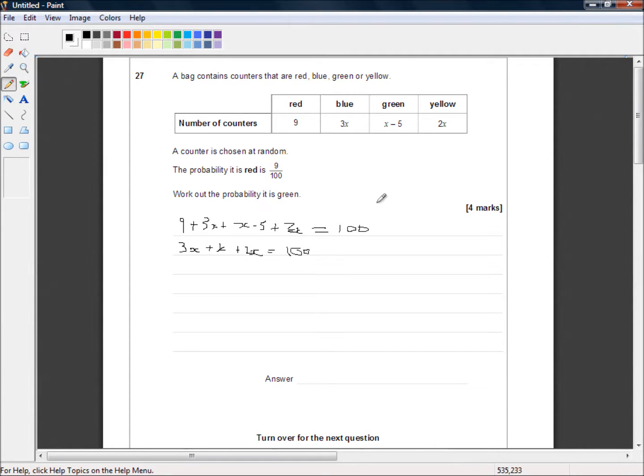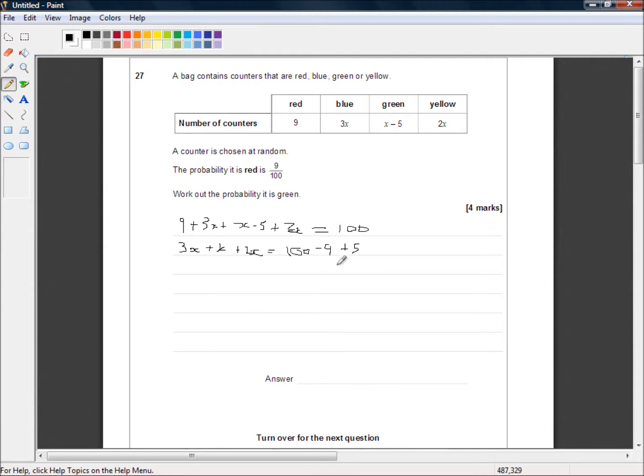Now the 9 goes over the equals, so it becomes negative 9. In other words, we're subtracting 9 from both sides of the equation. And the 5 goes over the equals, so it becomes plus 5. In other words, we're adding 5 to both sides of the equation.